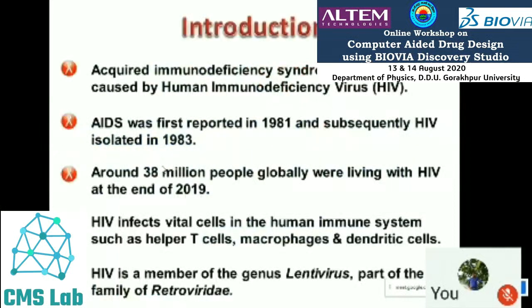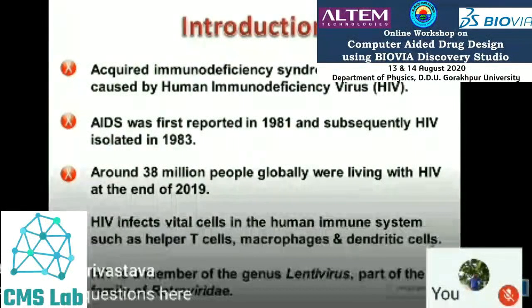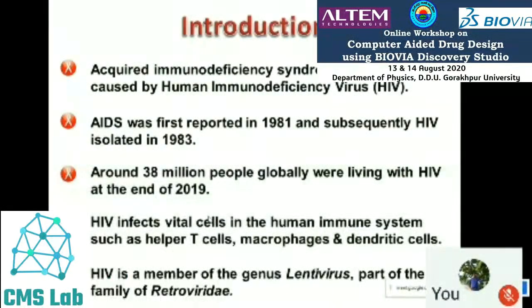You all know AIDS was first reported in 1981 and subsequently the virus was isolated in 1983. Around 38 million people globally were living with HIV at the end of 2019. It has been around 39 to 40 years, but it is still affecting many people globally. It infects vital cells in the human immune system, such as helper T cells, macrophages, and dendritic cells. It belongs to the family Retroviridae. I'm not going into more detail, as everyone knows about infection.